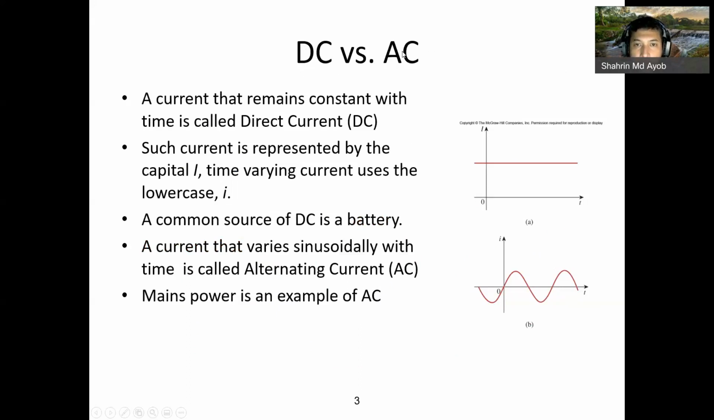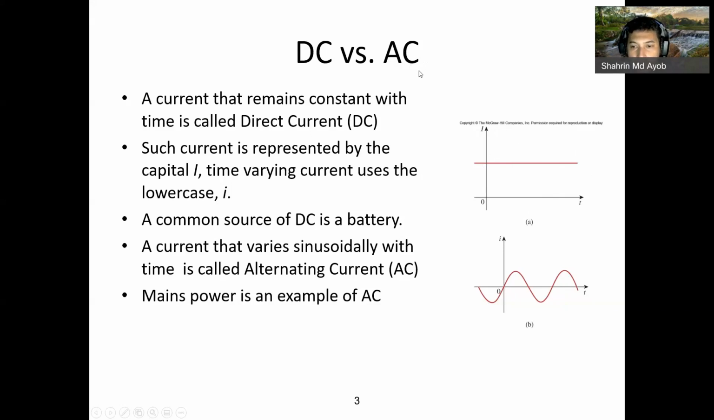So what is the difference between DC and AC? DC is the short acronym for direct current. As you can see in figure A, this shows a current that has a constant value throughout time, so it is independent of time. This is what we call DC current, and a common source for DC current is, for example, a battery.